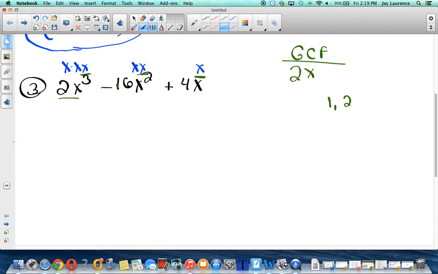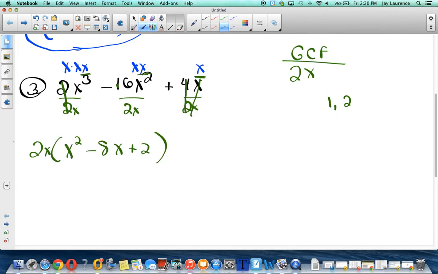So I'm going to divide all three terms by the GCF. And my GCF will go out front of the quantity. What's left? 2 divided by 2 cancel out. X cubed divided by x is x squared. 16 divided by 2 is 8. X squared divided by x, x. 4 divided by 2 is 2. X divided by x cancel out, and there we go.